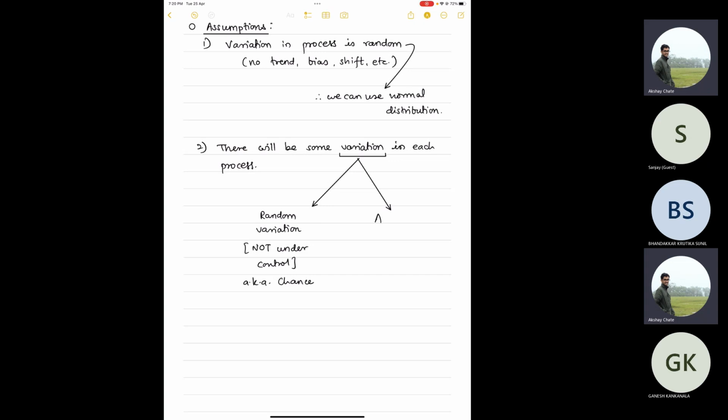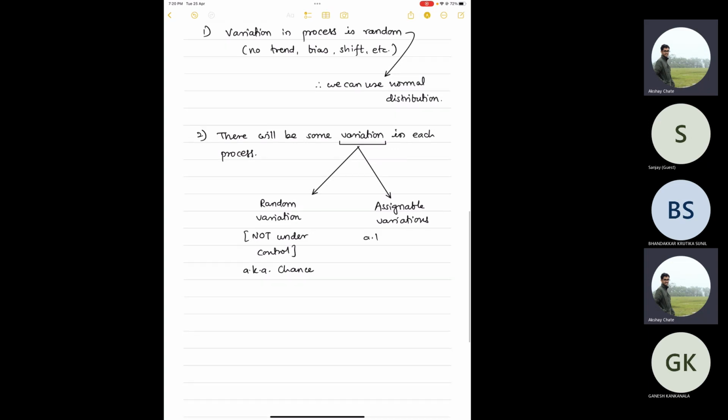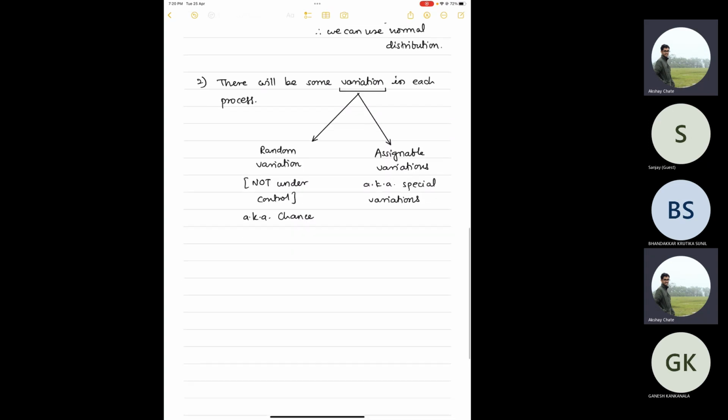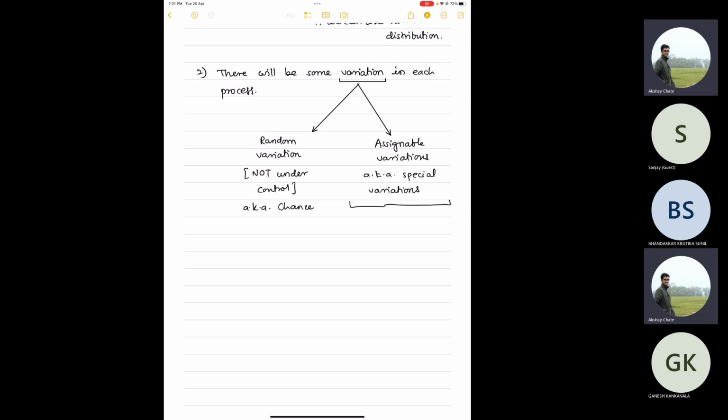And then there are some assignable variations, or you can call them special variations. The whole objective of this discussion is to control these. We can control this, and that is what we are going to see. First of all, to control something, you should know what is going wrong there, or whether it is not under control. So some techniques are there that we'll see, but before that, you should know.